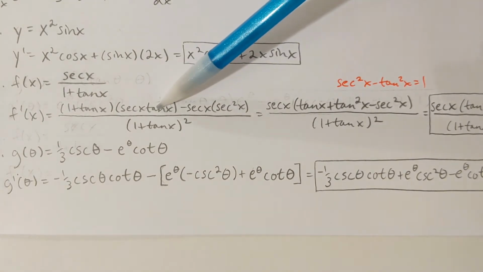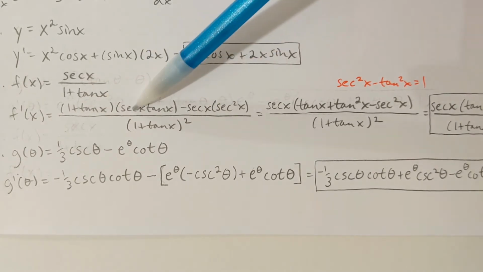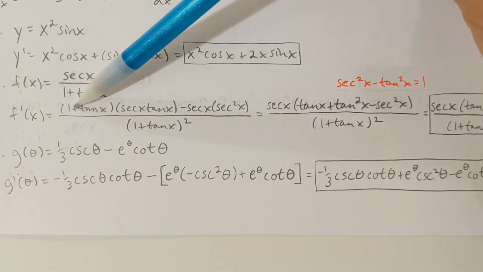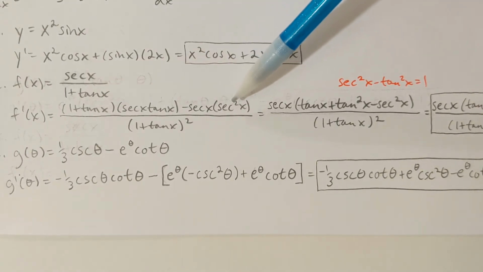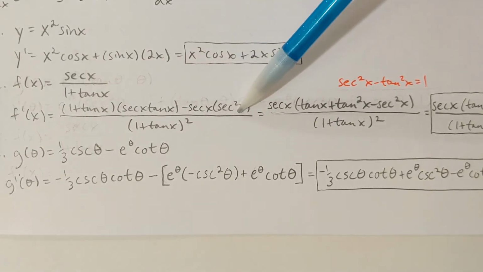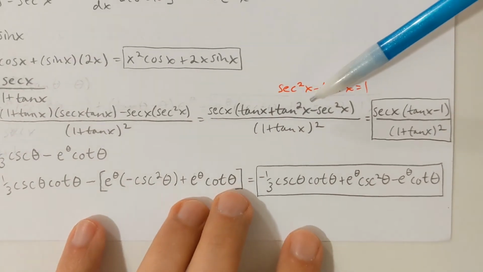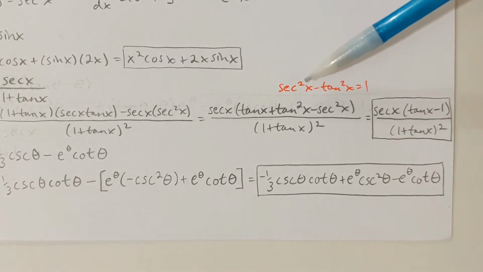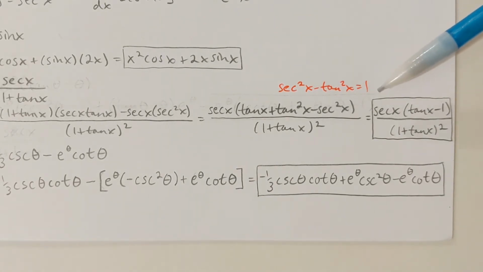And I could also distribute the tangent x into these two terms here. So once you've factored out secant x, you're going to have tangent x plus tangent squared x, and then minus secant squared x from over here. Okay, now secant squared x minus tangent squared x is equal to 1. That's another Pythagorean identity. Make sure that you know that. It will come up.